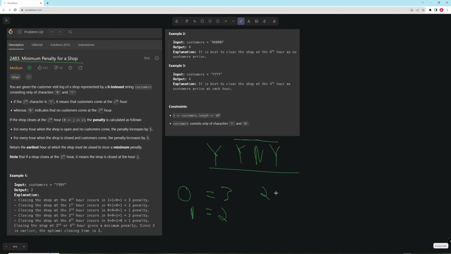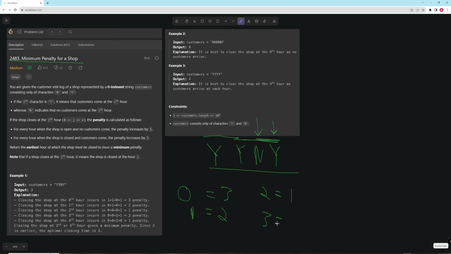So closing at hour 2. So what that's going to look like, closing at hour 2, that means it's closed here. So it was open, no penalty, and then here it was closed, and a customer didn't come, which is fine, and then here it was closed and a customer did come, so then we have penalty 1 as shown.